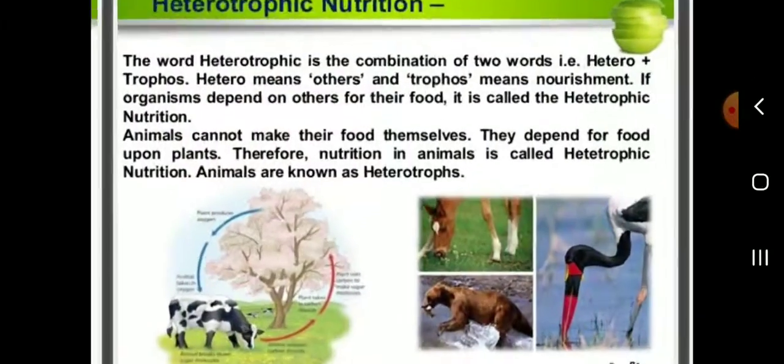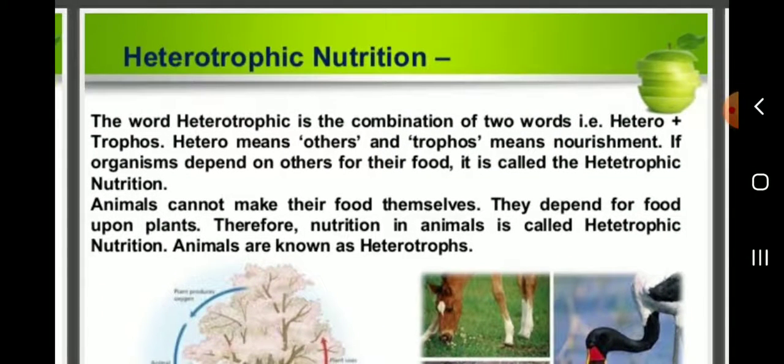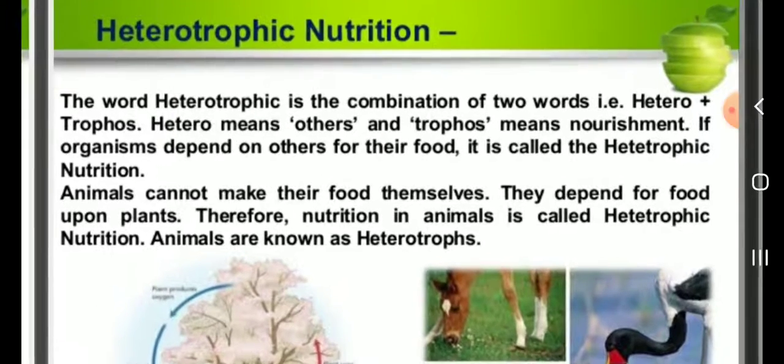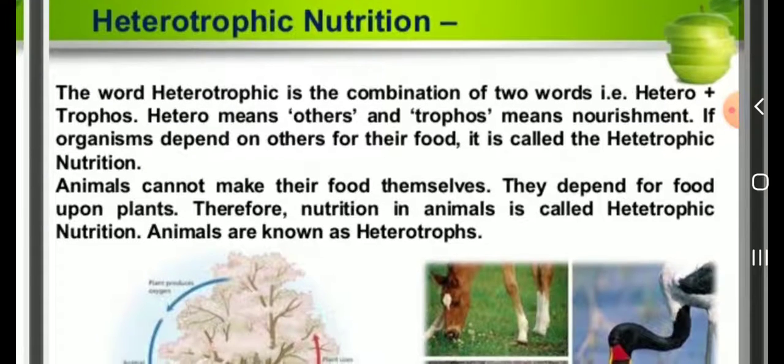Then next, heterotrophic nutrition. What is meant by heterotrophic nutrition? The word heterotrophic is a combination of two words, hetero plus troph. Hetero means others. Troph means nourishment. If organisms depend on others for their food, it is called heterotrophic nutrition.